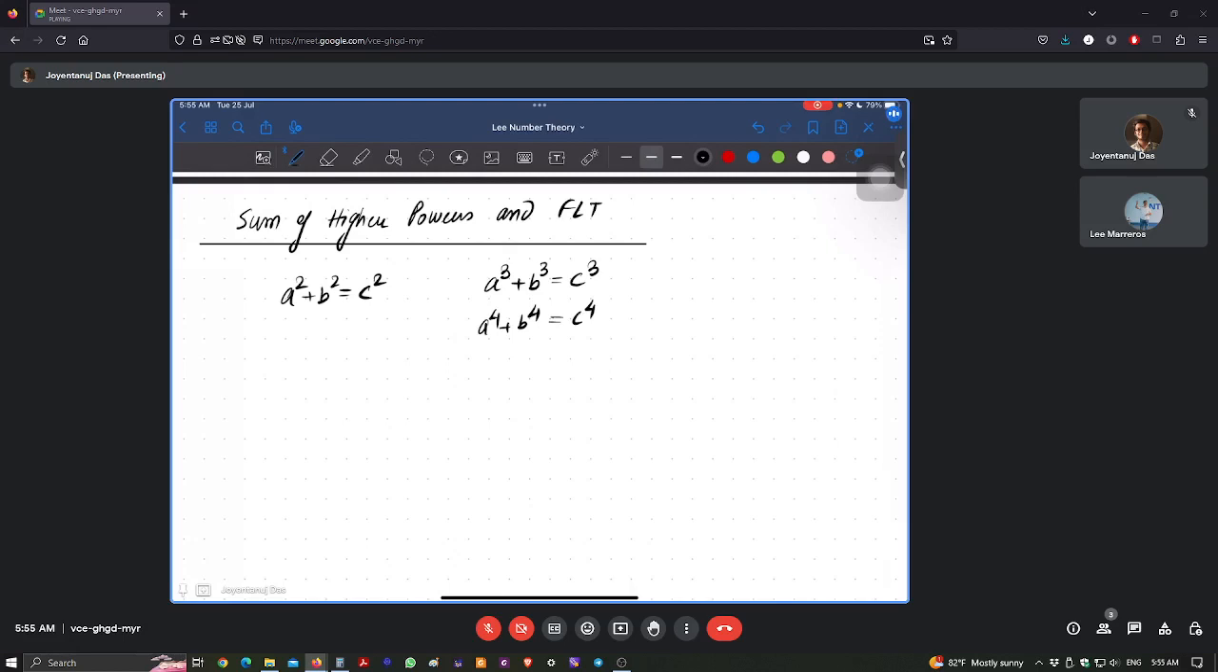So in general, there was a conjecture given by Fermat that for any n, if I consider a power n plus b power n equals c power n, where n is greater than or equal to 3, this does not have a solution, meaning no solution in positive integers. Right, so this was proved later. So that is Fermat's last theorem.